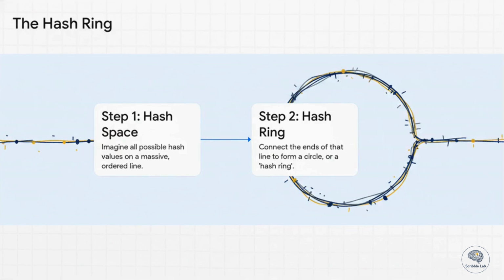Okay, so let's build this idea from the ground up. Forget the modulo operator for a minute. Instead, I want you to imagine the entire range of possible outputs from our hash function, just as a big long line. Now, take that line, bend it, and connect the two ends. What you have now is a circle, or what we're going to call a hash ring. This is the core concept.